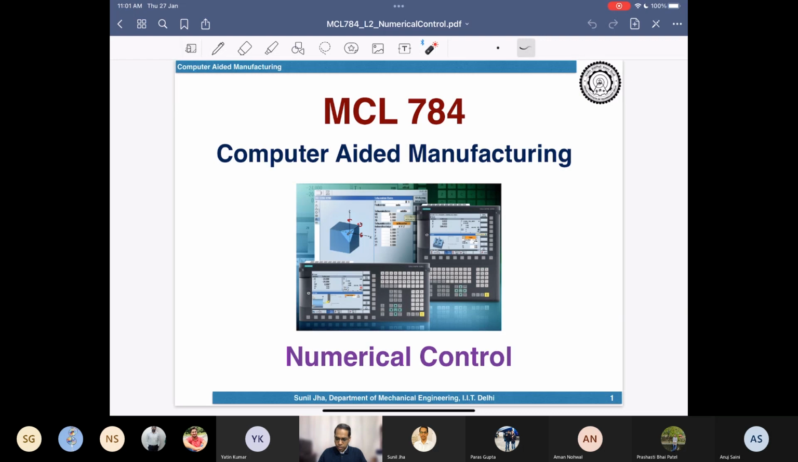And I'm sure that you have already started the lab component of this. But we'll discuss the internal details of the numerical control in our one word. So let's start today's class on the numerical control.